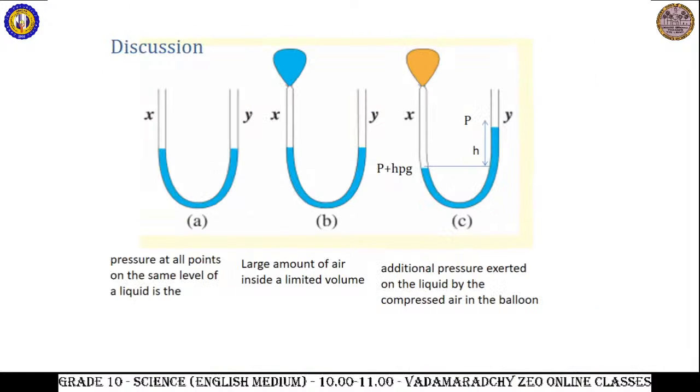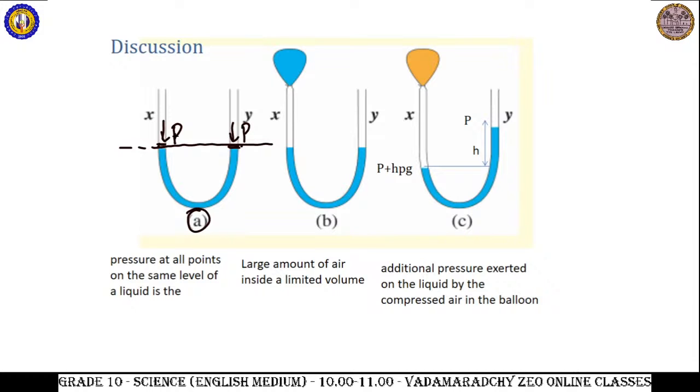Now, if we look at the U-tube, the water levels are equal. We know that at the surface of the water, at these two points, the pressure is the atmospheric pressure. Also, we know the pressure at the same level of a liquid is the same. So in picture A, the water level is the same, so the pressure at both points is equal. That is atmospheric pressure. That is the first scenario.